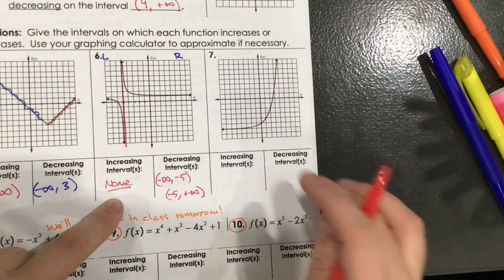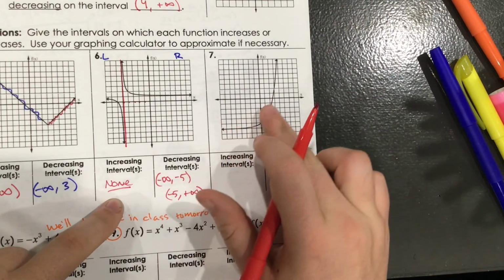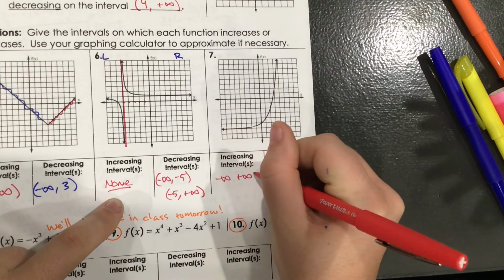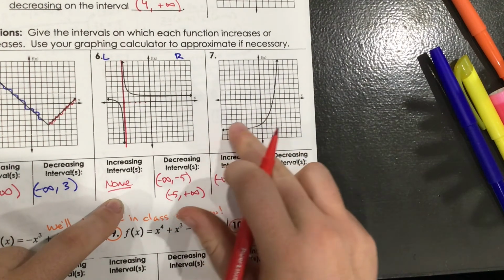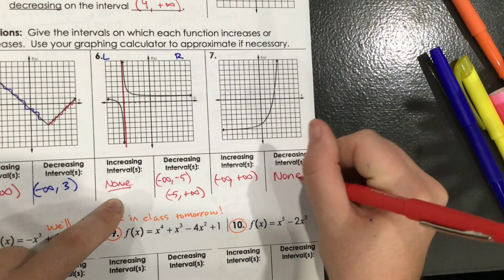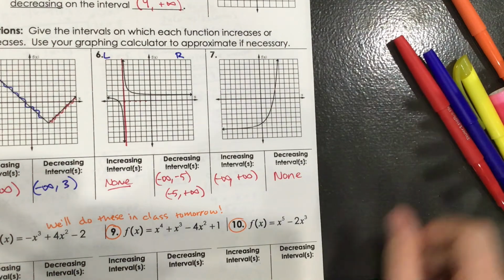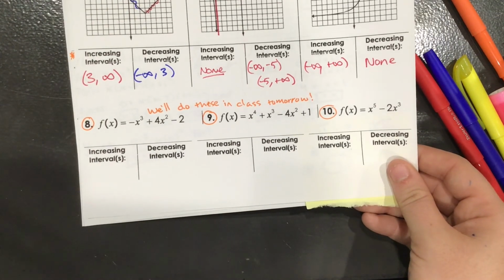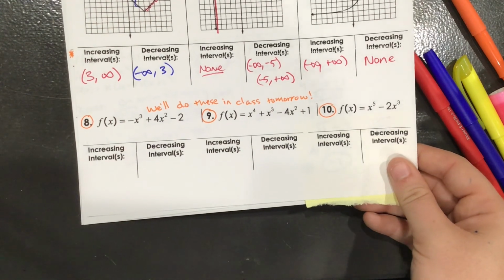Increasing versus decreasing. Follow it with your finger from left to right. It looks like it's going uphill forever. So from negative infinity to positive infinity, it's been increasing. It doesn't look like it goes downhill at all, so there is none for the decreasing intervals. When it comes to these remaining ones, we're going to do these in class because we need some graphing technology.